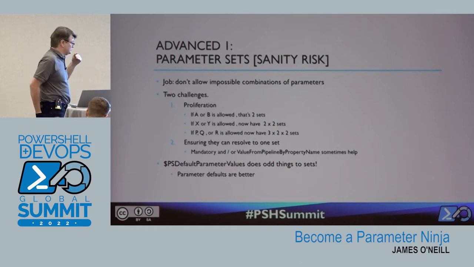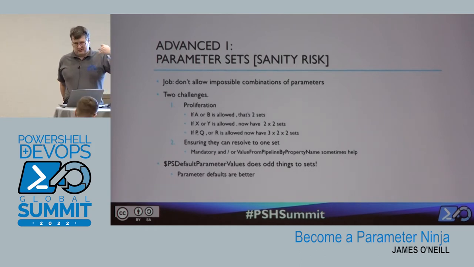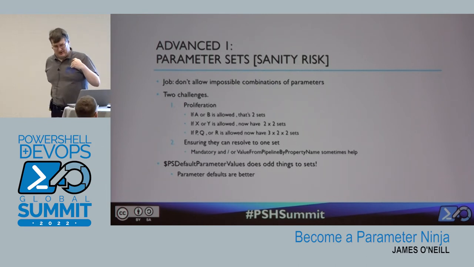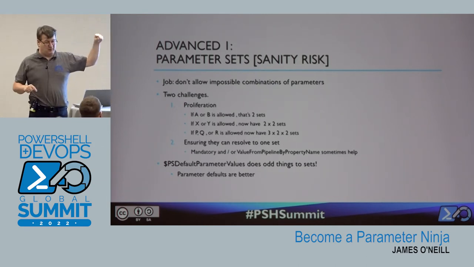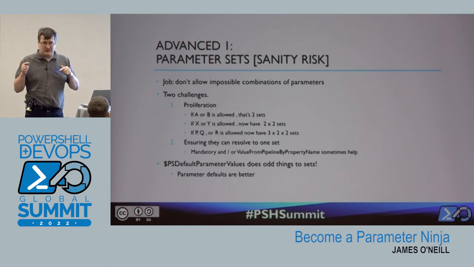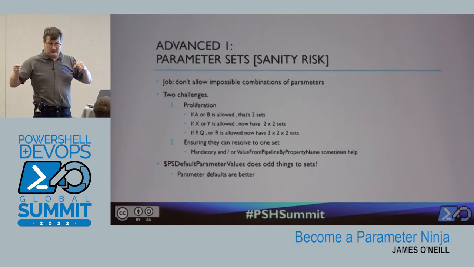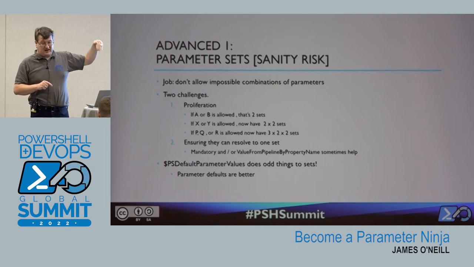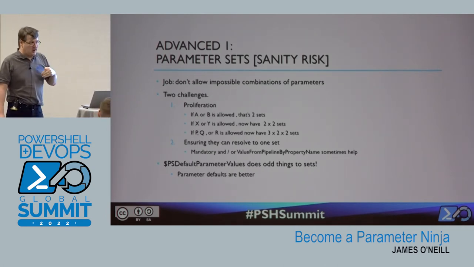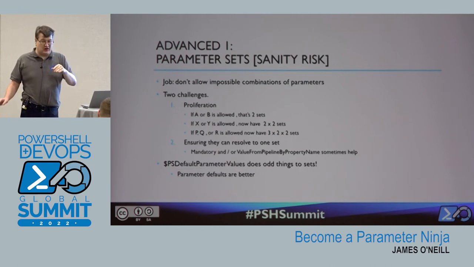There are two main challenges with this. The first is the proliferation of sets, and we'll see this in the demo on the next slide, but if A or B are allowed, well, that's just two sets, one with A in and one with B in. If you also say an X or Y are allowed, as well as A or B, now we've doubled it. And if you then say, yeah, you can have P, Q, or R, we've doubled it and then trebled it. So now we're at 12 sets. So that's one problem.